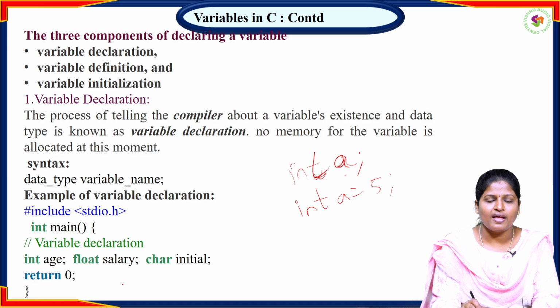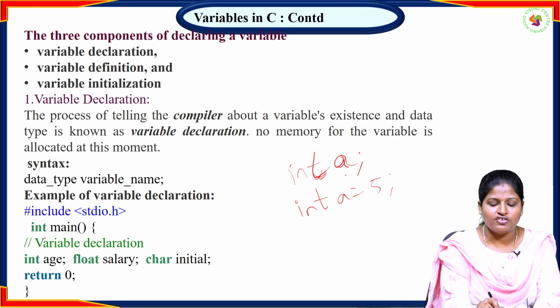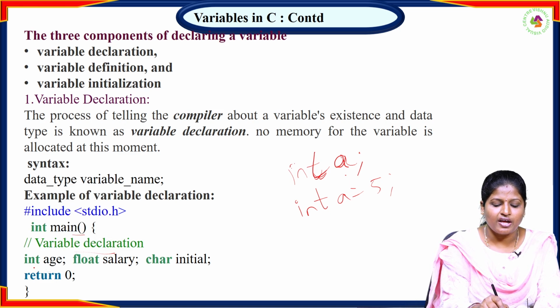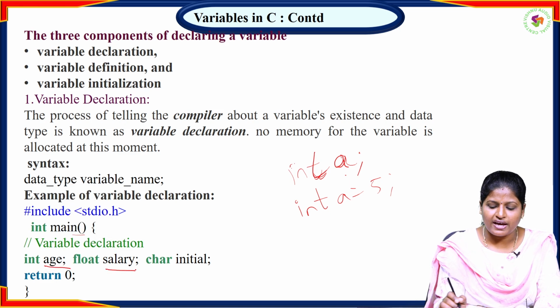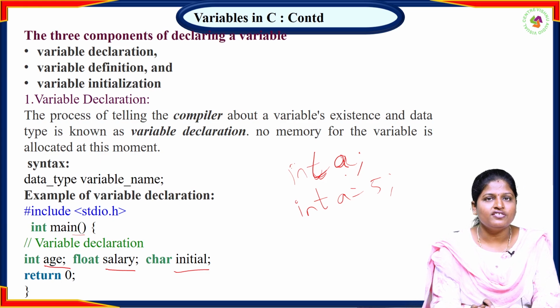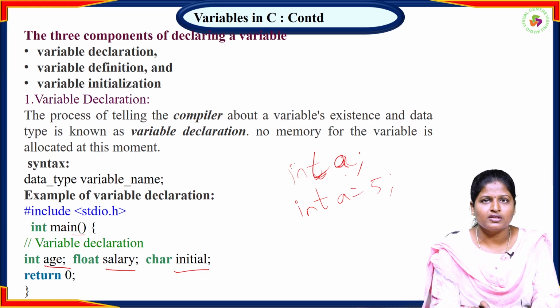So this is an example for a particular variable declaration: #include <stdio.h>, int main, variable declaration. The variable declarations are here: I am using int age, float salary, char initial, and returning the value. That means here I have used just the declaration part, which only specified what variables I am going to use in a program. This is about the variable declaration.